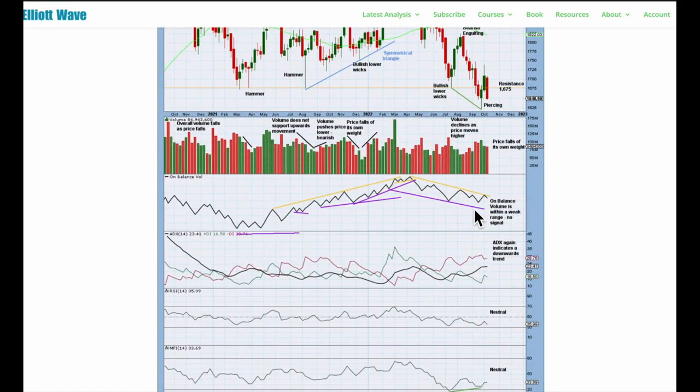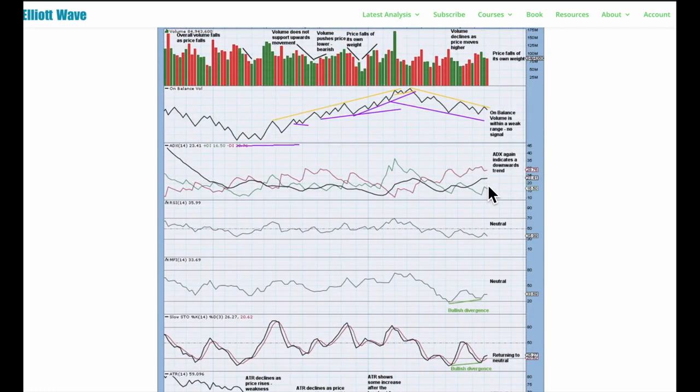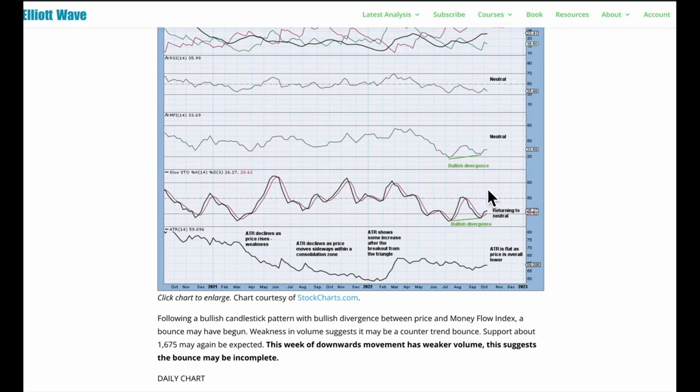On balance volume is within a weak range. There's no signal. ADX again indicates a downward trend. Money flow and stochastics, and money flow and RSI, are both neutral, but stochastics is returning to neutral.